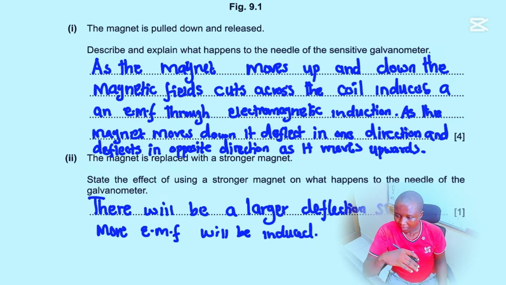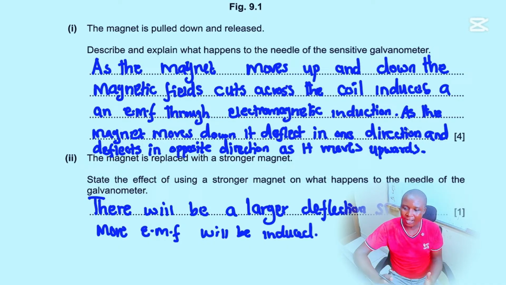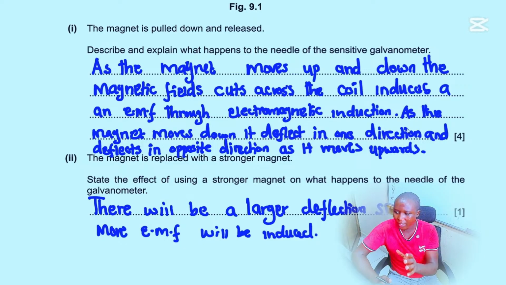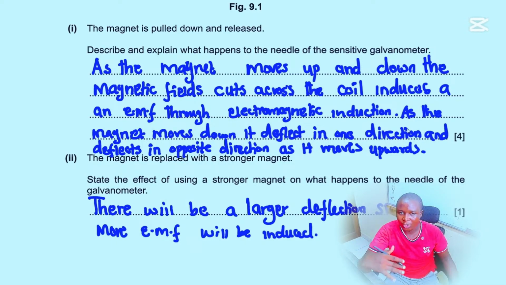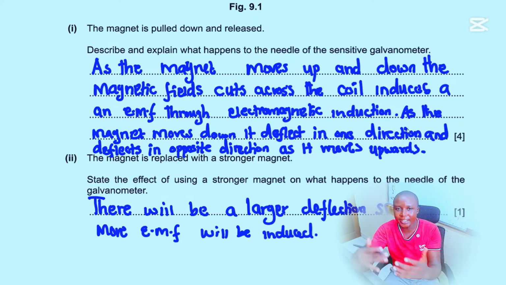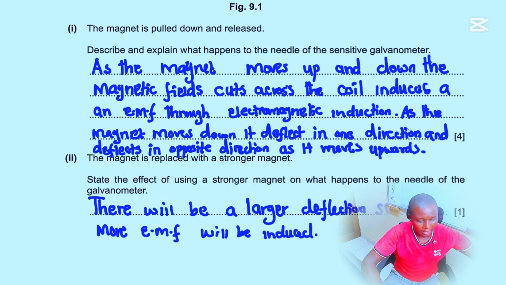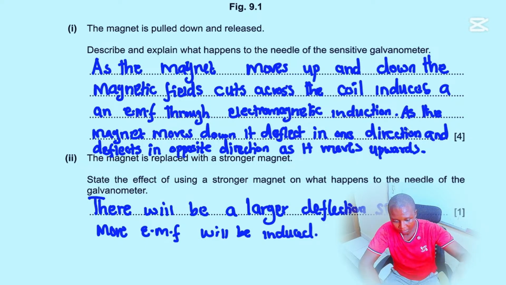Now, state the effect of using a stronger magnet. I've already mentioned here that if you use a stronger magnet, you are going to have stronger magnetic fields, which means that you are going to have more EMF induced. And if more EMF is induced, it means the galvanometer is going to deflect more. Are we together? It's going to show a greater deflection because a larger current will be flowing. So I believe we are together up to that point.